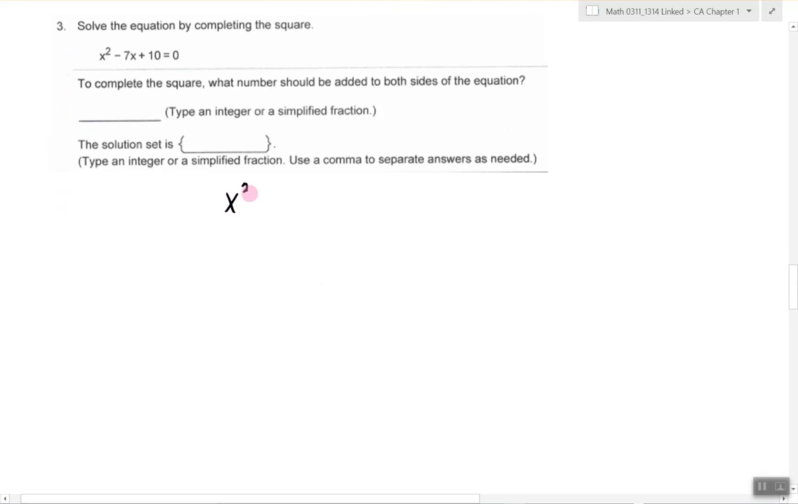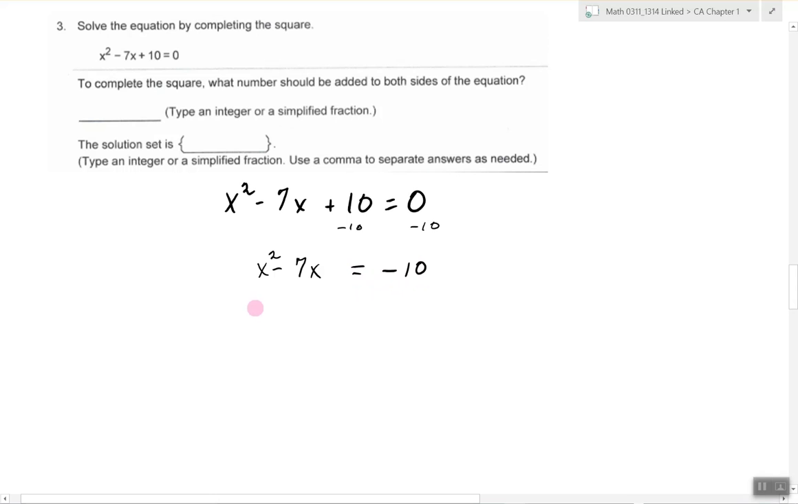I have x squared minus 7x plus 10 equals 0. And looking at that, I do believe I could factor it, and that would be the fastest way. But we want to practice with our completing the square. So I need to subtract 10 from both sides. And I have x squared minus 7x is equal to negative 10.